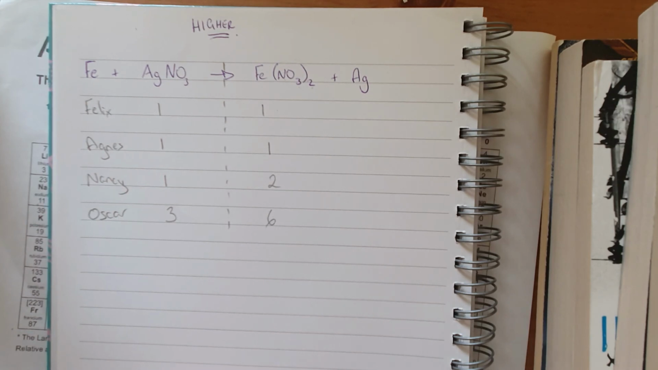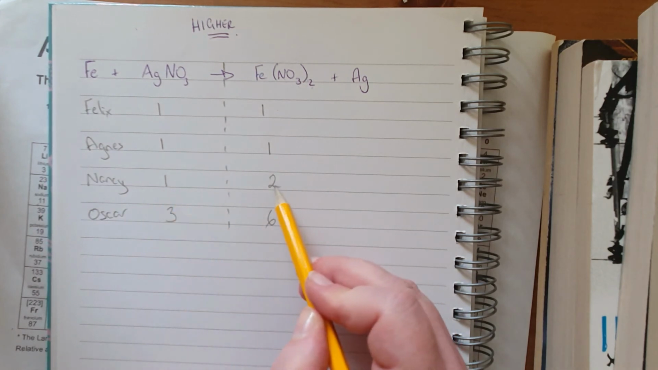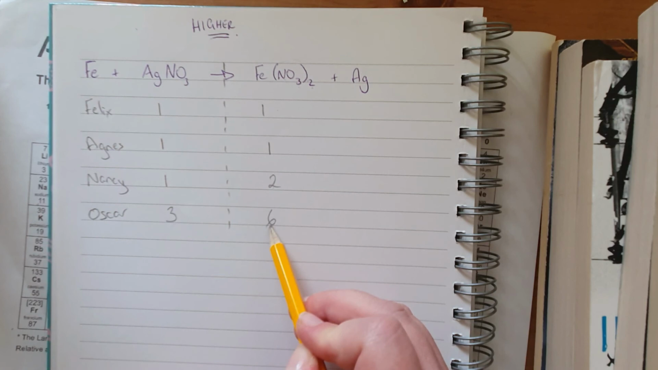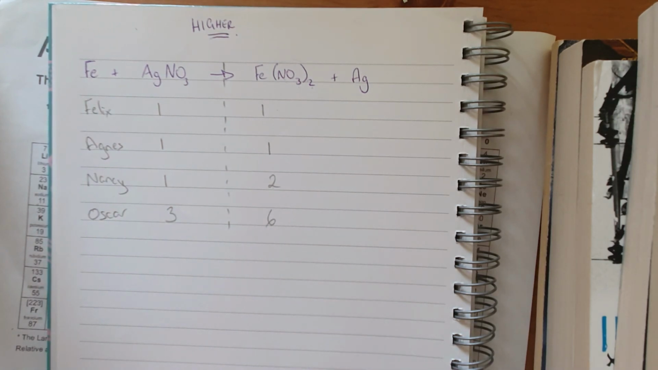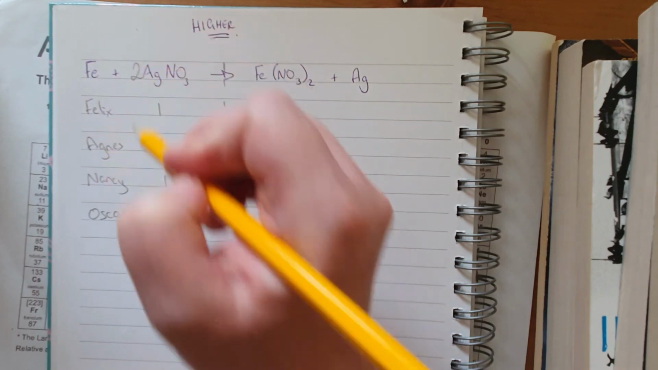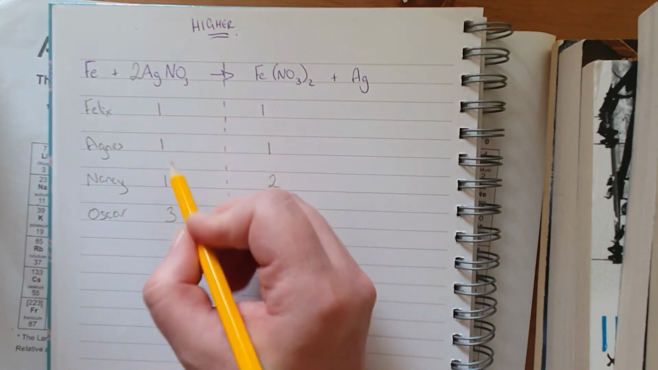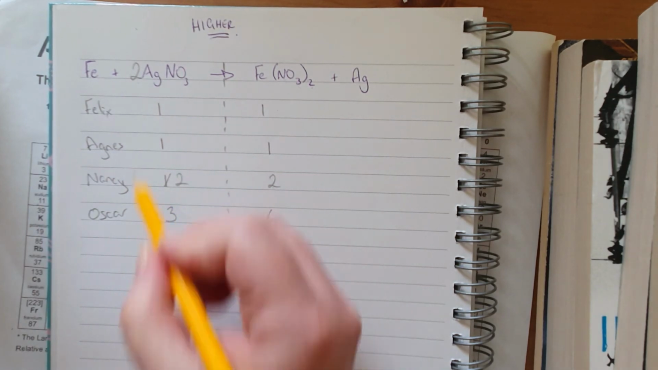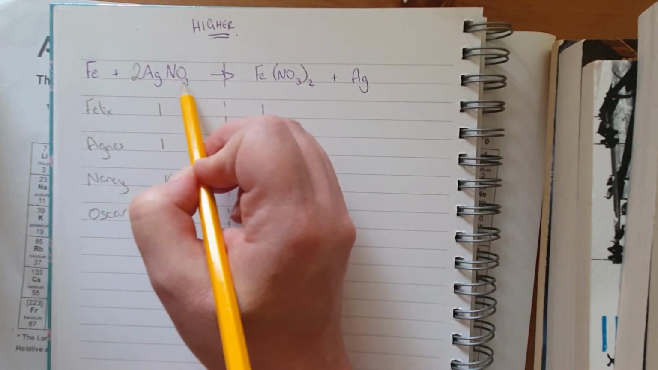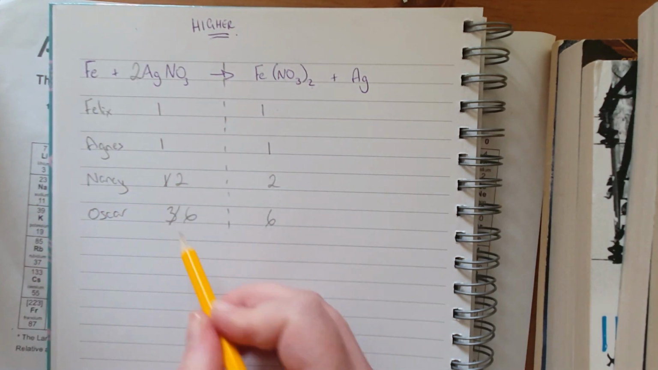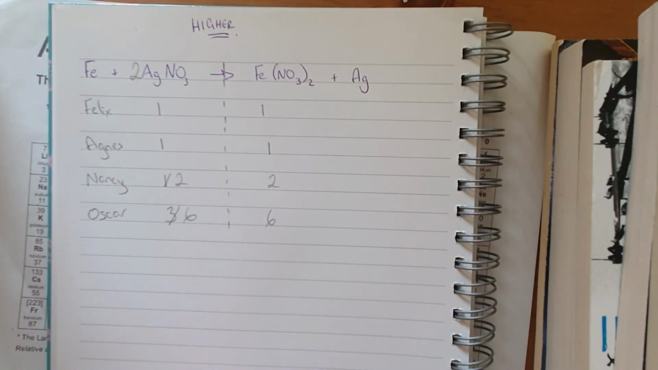We spotted it. How can I make 1 equal 2? Or how can I make 3 equal 6? You're right, I can multiply it by 2. So I'm going to put 2 here. Okay, and that's given me 2 Nancy's. 2 times 1 is 2. It's also given me 2 times 3 is 6 Oscars, which is exactly what I wanted it to do.